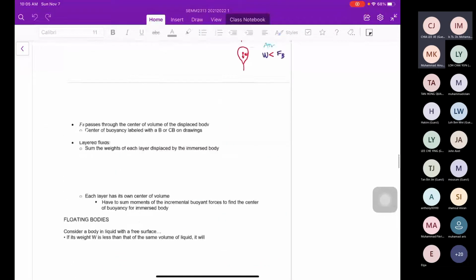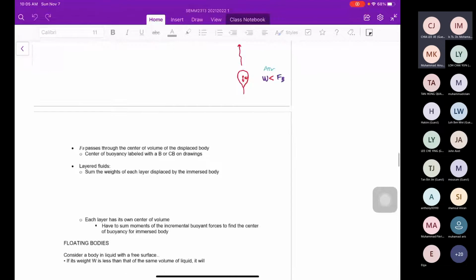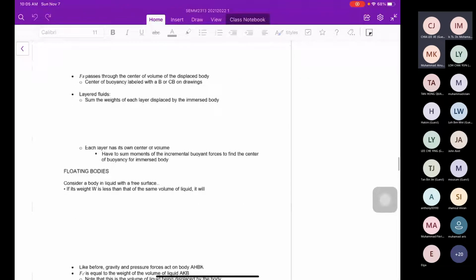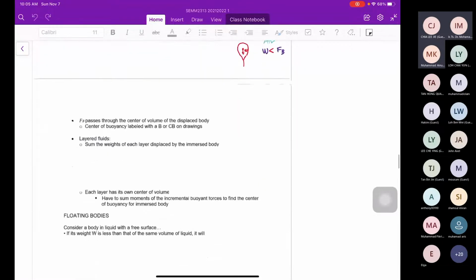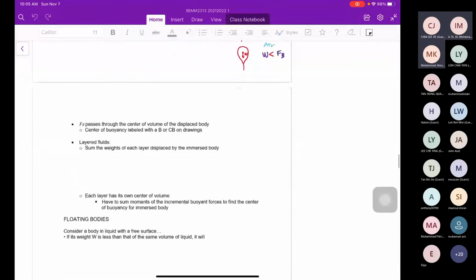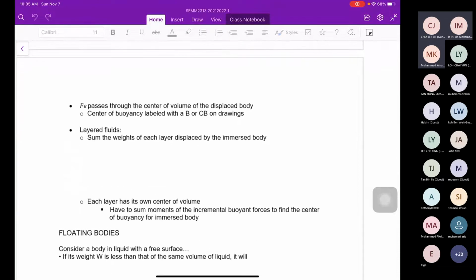Today we continue about the floating body. That means some part of the body is exposed to the atmosphere and the other part is in the water. The buoyancy force FB passes through the center of volume of the displaced body. So the center of buoyancy will be labeled B or CB.